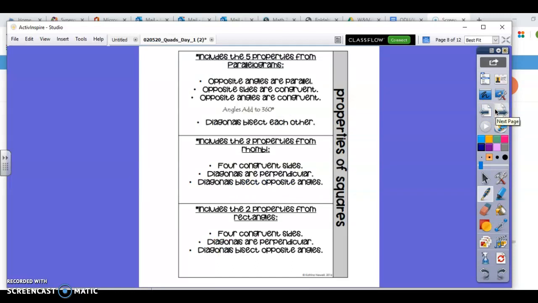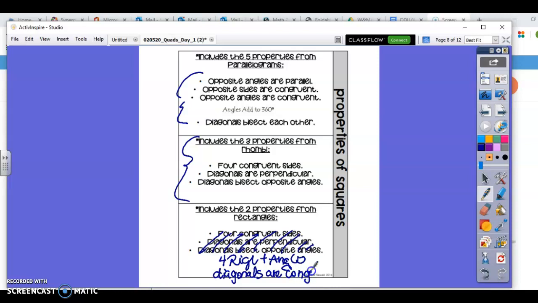All right, next we have squares. Squares have all the properties of a parallelogram. It has all the properties of a rhombi. And these are wrong, so I need you to mark these off. I just made a mistake. And these are the 2 properties of a rectangle. It has 4 right angles. Write this on your foldable. Angles, and diagonals are congruent. So for something to be a square, it has to have the properties of the parallelogram, properties of a rhombi, and the properties of a rectangle.